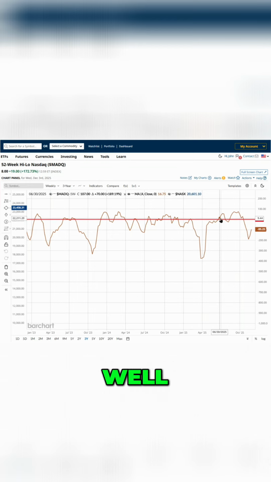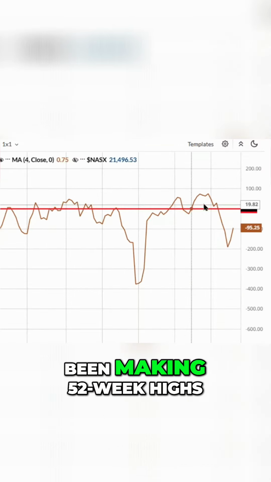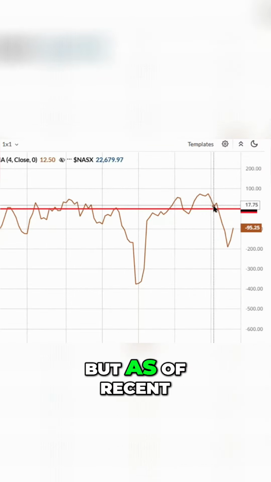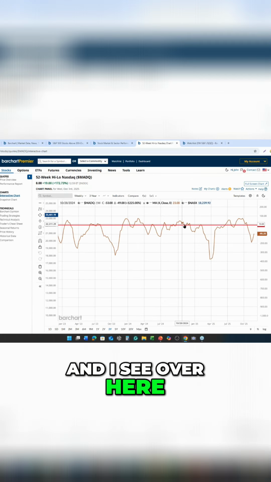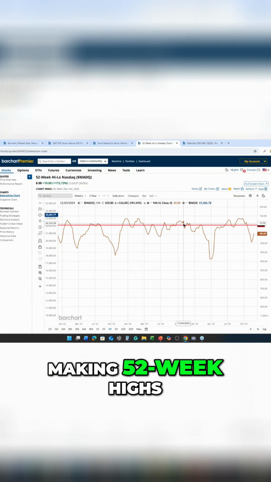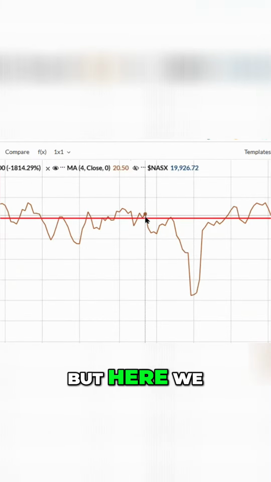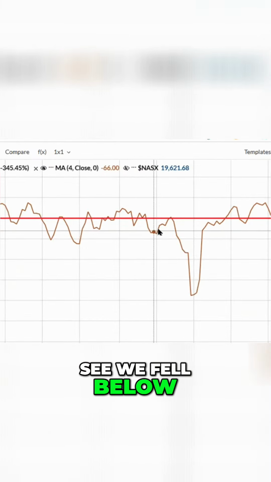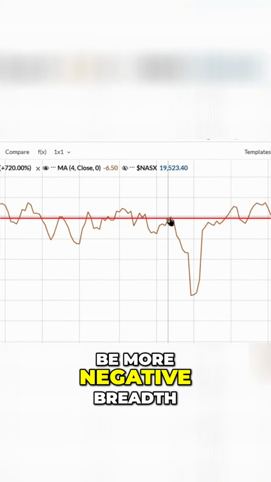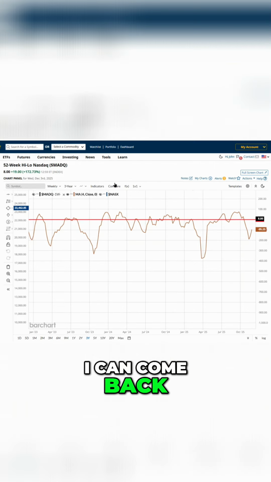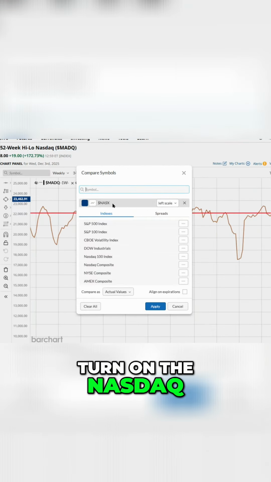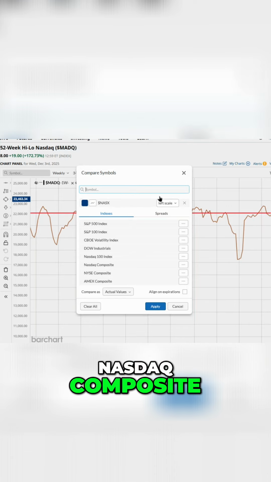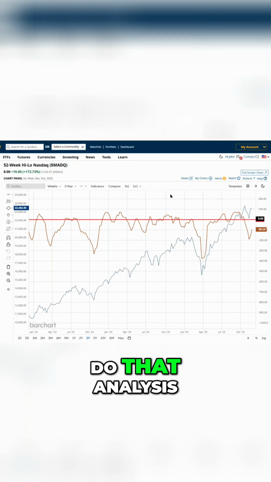So if we look at, for instance, what has happened since about June, more stocks have been making 52-week highs, but as of recently, a little bit of a sell-off. And I see over here more stocks were making 52-week highs, but here we see we fell below. So that would be more negative breadth. So again, I can come back, go to a comparison, turn on the Nasdaq. There it is, Nasdaq Composite, and do that analysis.